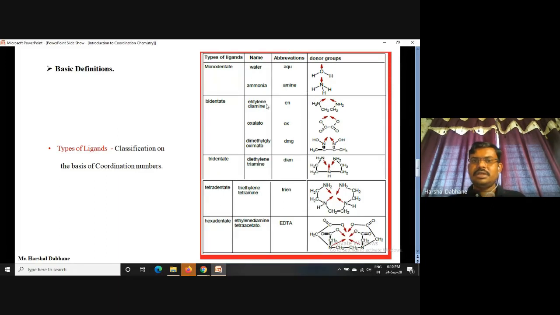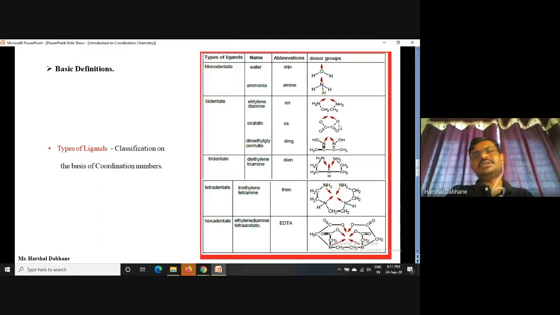Here are examples of bidentate ligands. Bi means two, so these can donate two lone pairs. The first is ethylenediamine. Here we have two NH2 groups, so it has the capacity to donate two electron pairs, two lone pairs. That's why it is a bidentate ligand. Similarly, this one is oxalate, oxalato. We have to remember these names: aqua, ammine, oxalato.